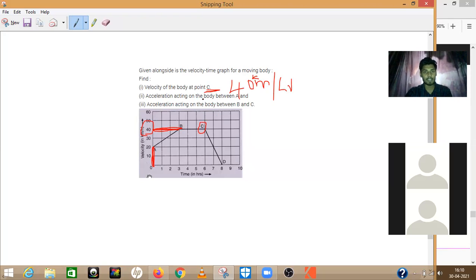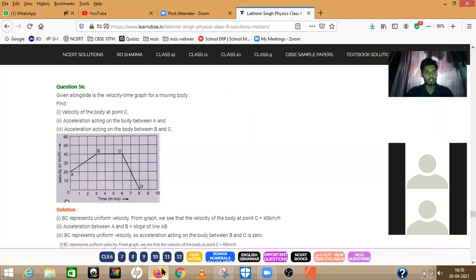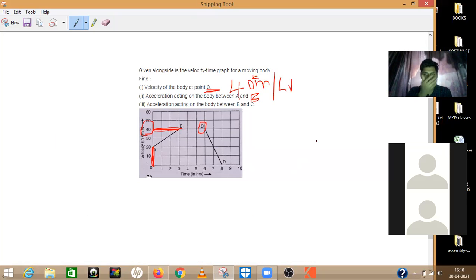Now, the acceleration acting on the body between A and B. Calculate it. From A to B, what is the initial velocity? Initial velocity is 20, sir. U is equal to 20 kilometer per hour.